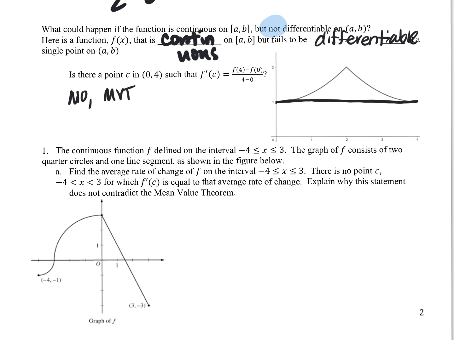Mean value theorem, and you can just write MVT. AP is good with that. Mean value theorem does not apply because, what do they say? What do they call this graph? F of x is not differentiable.